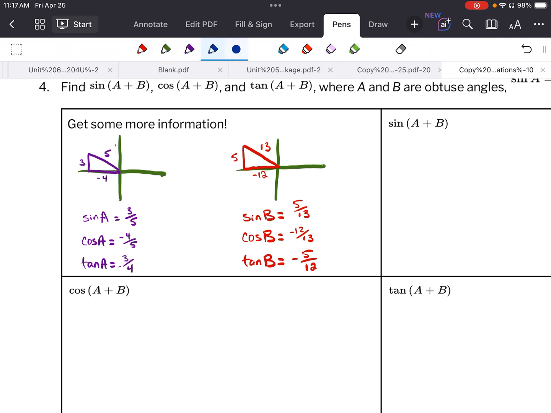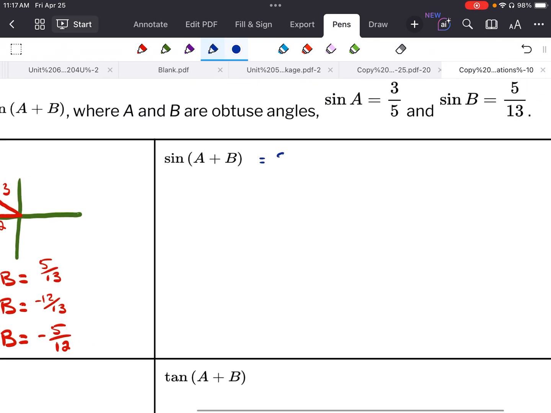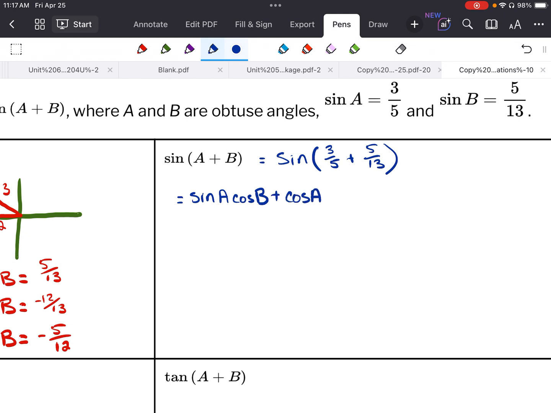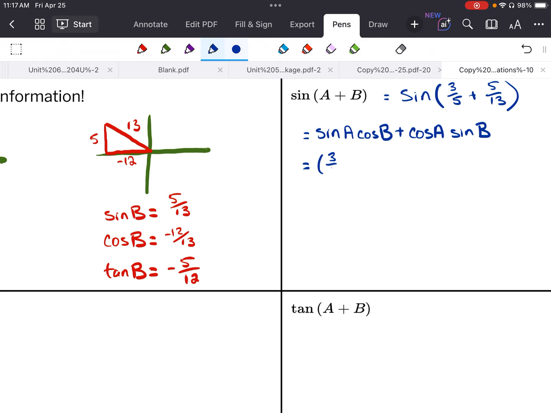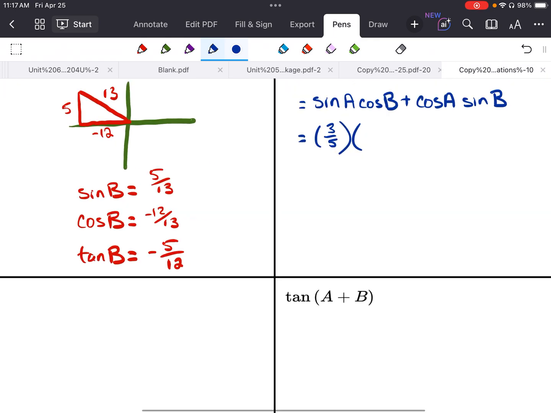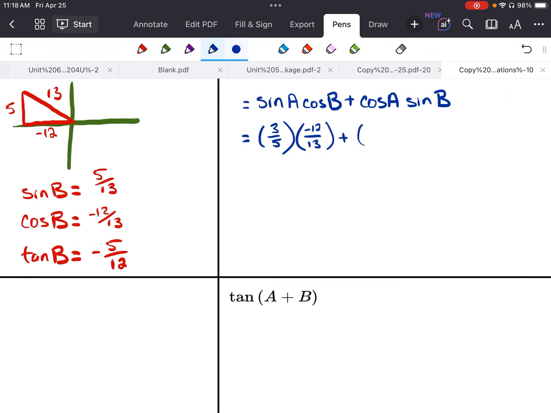Okay, sine of A plus B, so we're working with the sines. We know our A, we know our B, so we're going to use the angle formula of sine of x plus y. So that is sine A times cos B plus cos A times sine B. And then we just use the fractions that we found in the first box to fill this in. Okay, so sine A is 3 over 5. Cos B is negative 12 over 13. Cos A, negative 4 over 5. And sine B, 5 over 13.